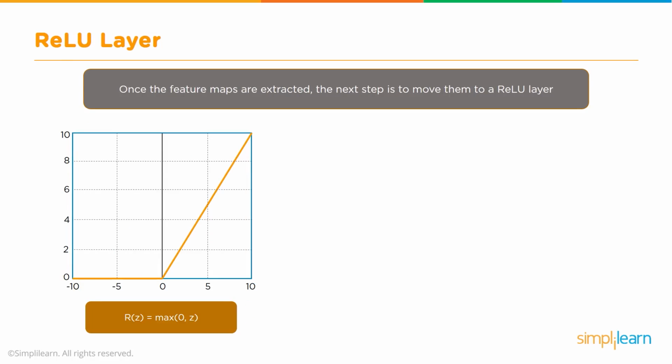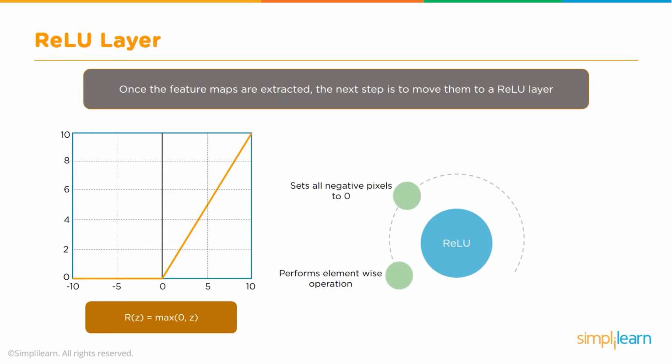So once the feature maps are extracted, the next step is to move them to the Relu layer. The Relu layer first performs an element-wise operation. Each of those maps coming in, if there are negative pixels, it sets all the negative pixels to 0. You can see this nice graph where it just zeroes out the negatives, and then you have a value that goes from 0 up to whatever value is coming out of the matrix. This introduces nonlinearity to the network.